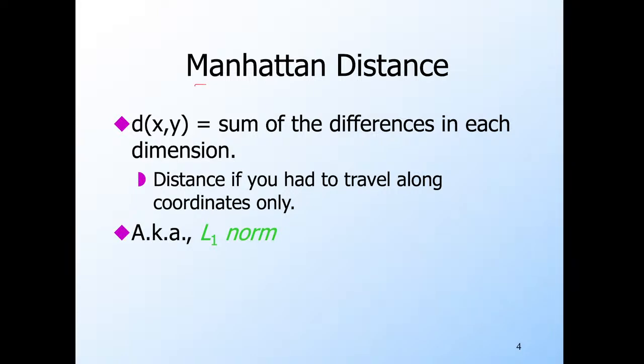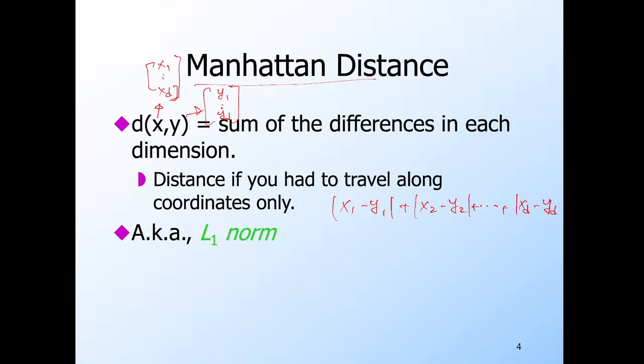And the other thing is called Manhattan distance. Manhattan distance is, again, if we have x is x1 to xd, and y is y1 to yd, then their distance is the absolute value of x1 minus y1, plus the absolute value of x2 minus y2, dot dot dot, up to the absolute value of xd minus yd. Okay, so this is the L1 norm.